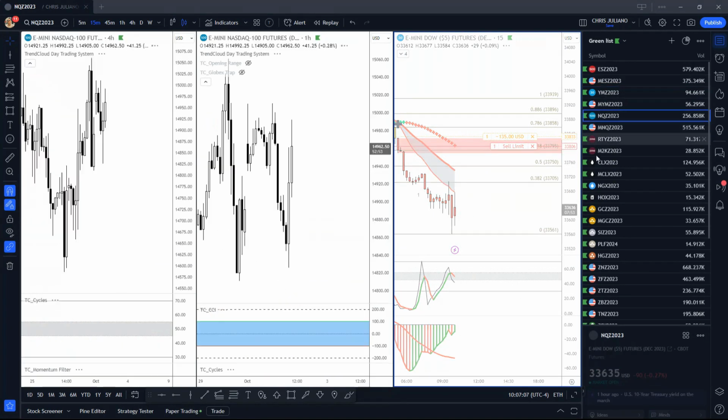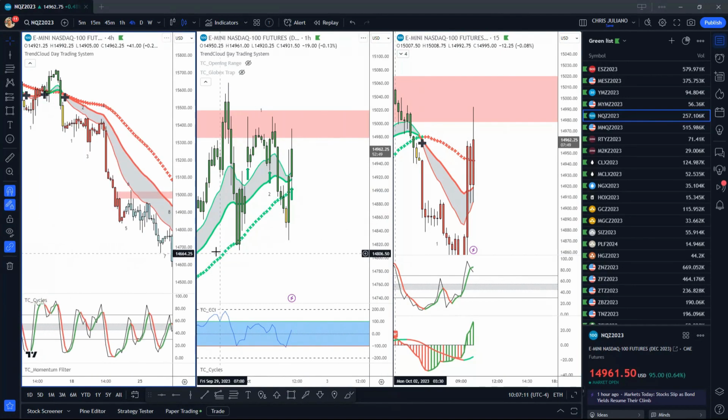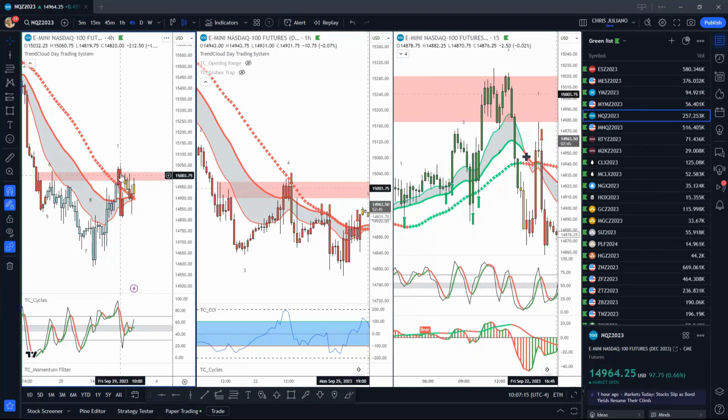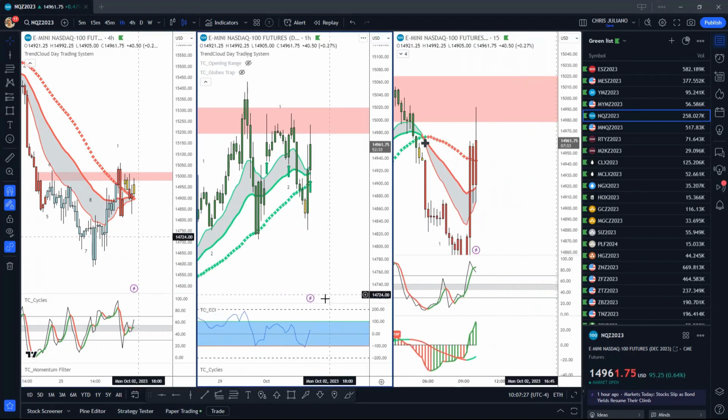Let's go to the NASDAQ. Okay, so this is the thought process. Aha, okay, see? NASDAQ went extended, pulled back, recalculated, and candles are trying to pick a direction right now, right? Where are we on CCI?